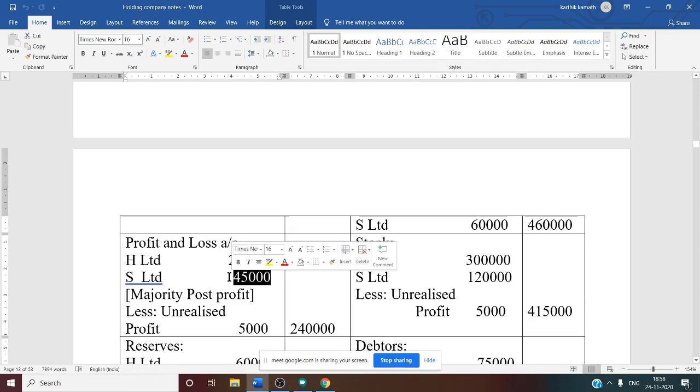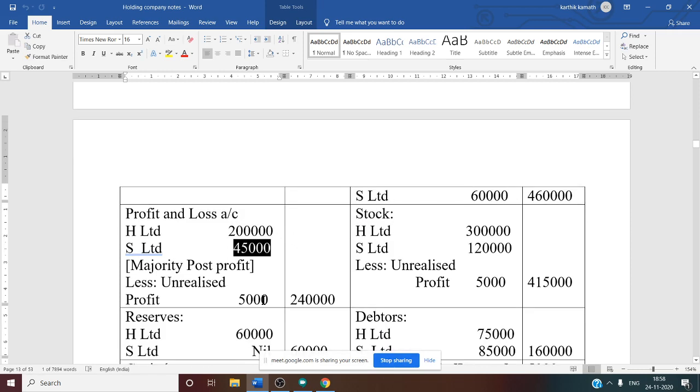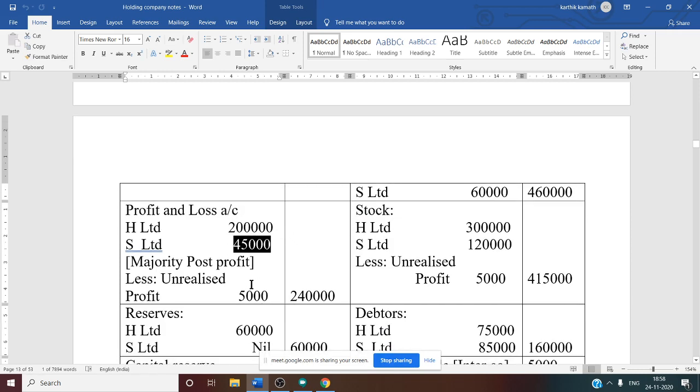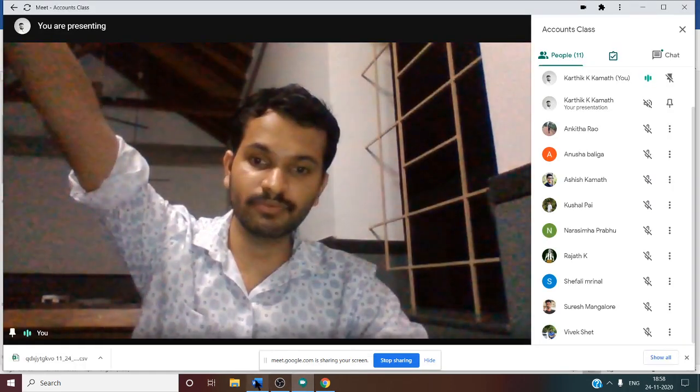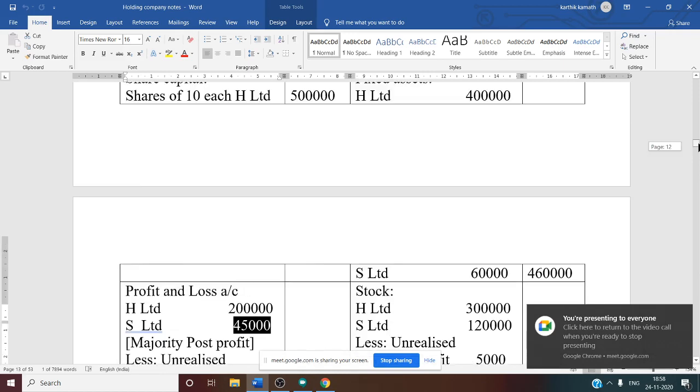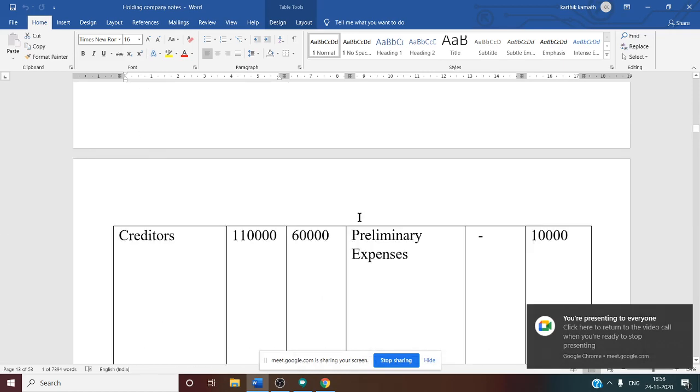S Limited is now very, very important. One more thing comes here. For S Limited, whenever we are writing, we have to write the majority post-acquisition profit. That means we have to see the majority interest once again. That is why the majority interest working note is very important. So I will tell you. Once again, we will go to the question.